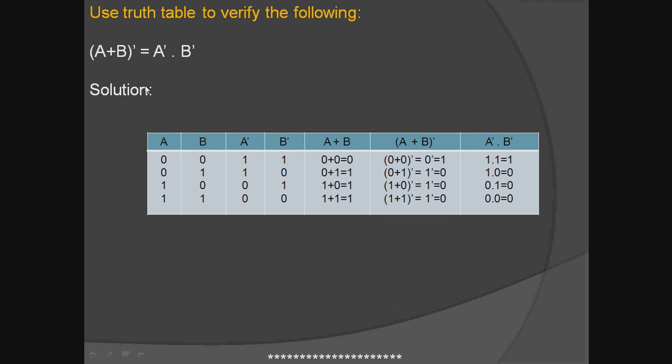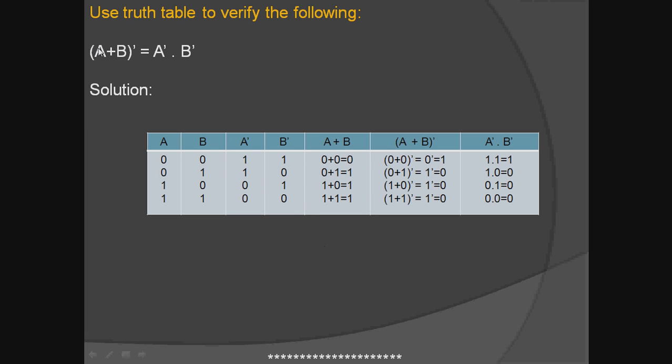So now you have the truth table to verify. Use the truth table to verify the following expression: a plus b, the whole complement, equals a complement dot b complement. So you have here the De Morgan's theorem expression. Based on that, you have to draw the truth table. In the previous examples, using the expression, you had to draw the logic circuits. Now here, based on this expression, you have to draw the truth table.